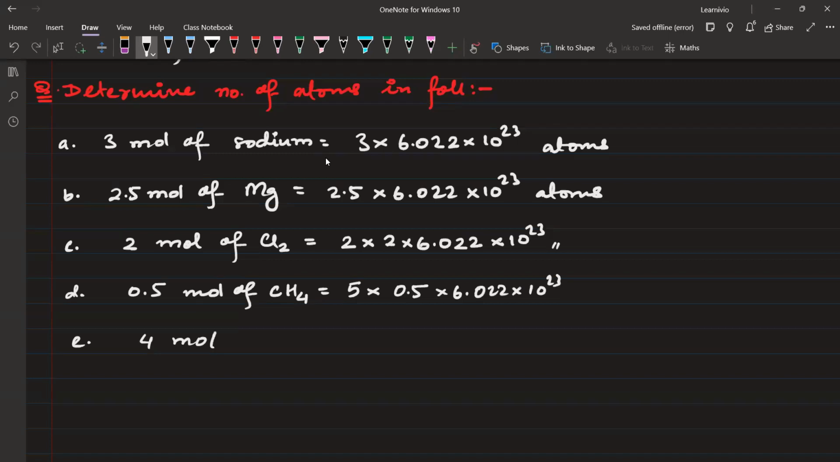4 moles of Al2(SO4) whole thrice. How many atoms will there be in total? You all will tell. Hafsa, it will be done, right? What do you think? Hafsa, tell me.